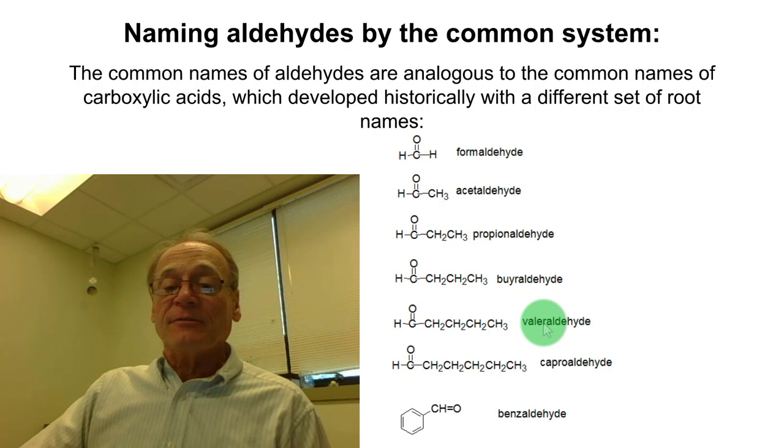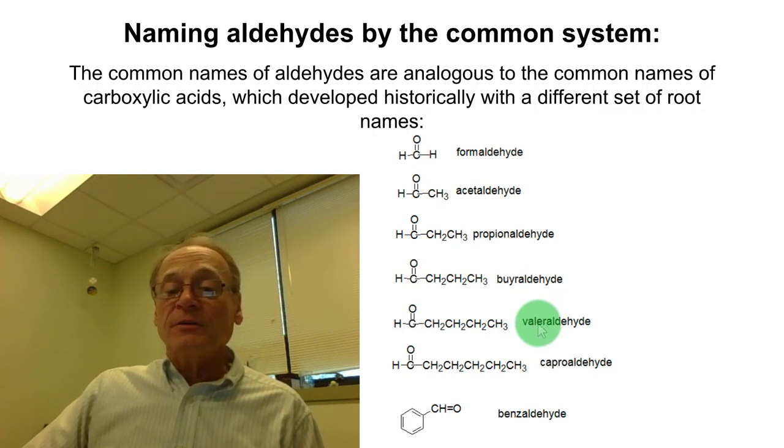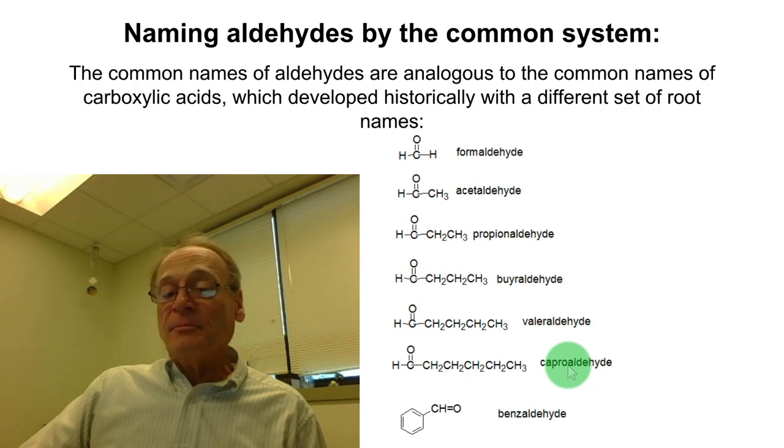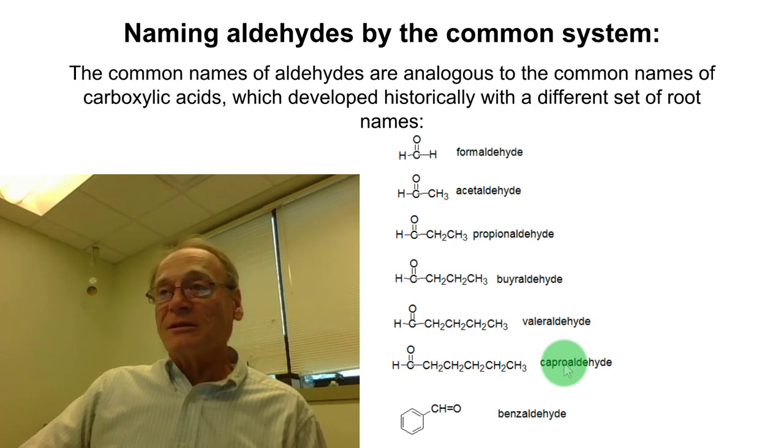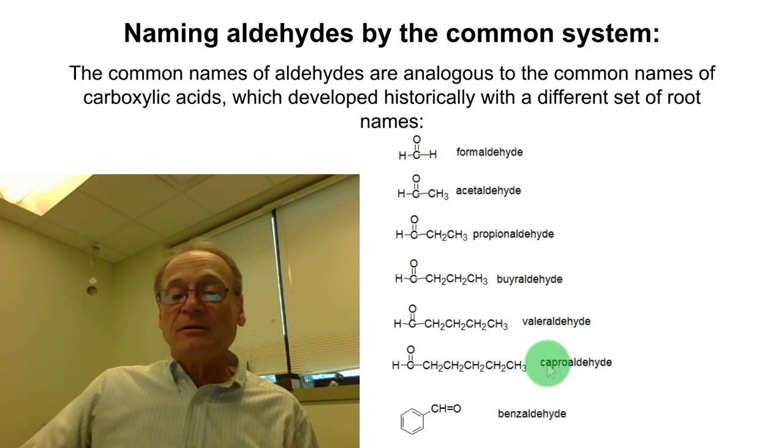Five-carbon aldehyde doesn't have anything to do with pent, it's just valer, V-A-L-E-R. Valeraldehyde is five carbons. Caproaldehyde, six carbons. By the way, capro comes from goats, and you're probably familiar with Capricorn. Capricorn means the goat. So caproaldehyde is named after the same root word as caproic acid, which comes from goats. And if you smell caproic acid, you'll know it smells pretty much like goats. Pretty weird. But this is caproaldehyde, which is a six-carbon aldehyde.